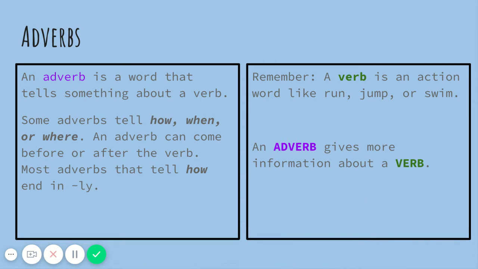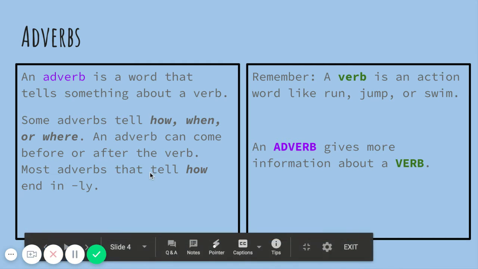And on the screen here for you, there are some definitions, okay? So an adverb, and adverbs are going to be purple throughout the rest of the slide. An adverb is a word that tells something about a verb. So as we just talked about, it might tell how, when, or where. And usually a really good clue for how to spot an adverb is if you are trying to describe how for a verb, it'll probably end in ly, right? So words like quickly, sloppily, slowly, right? Now a verb, just as a quick reminder, is an action word like run, jump, or swim.